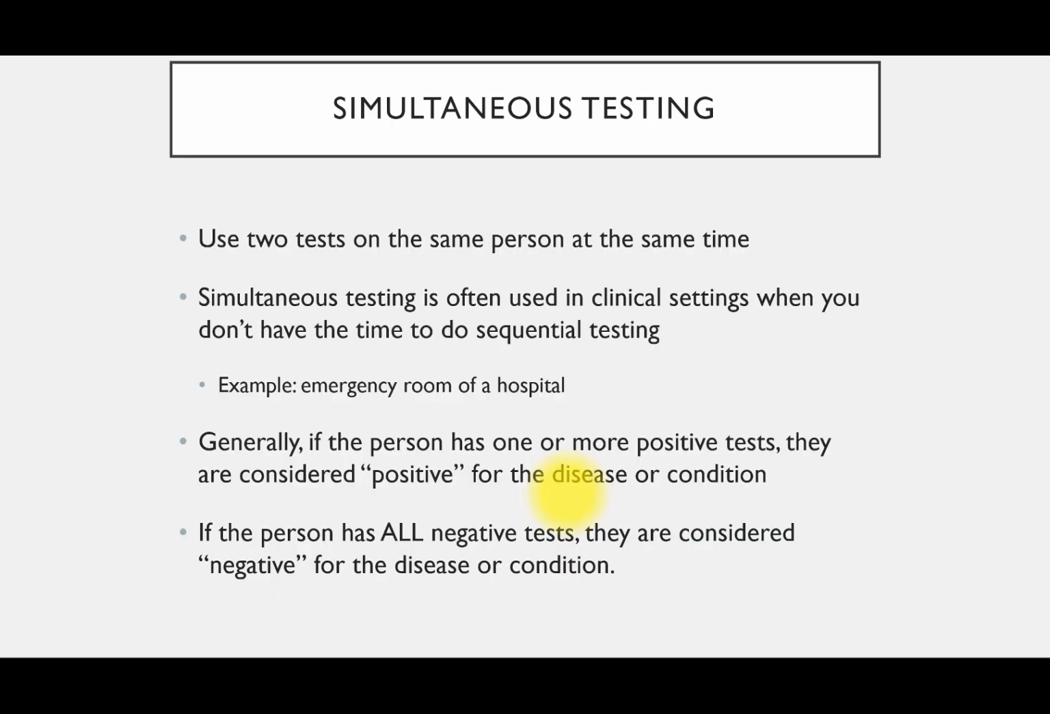With simultaneous testing, you are actually running two tests at the same time. You do not wait for the first result to come in. As you probably figured out, there are times that time is of the essence, and we need to find answers quickly, such as being in an emergency room. And in order to save someone's life, you're going to run multiple tests at the same time. Now, to be considered positive with simultaneous testing, a person must test positive in the first test or in the second test or in both tests.